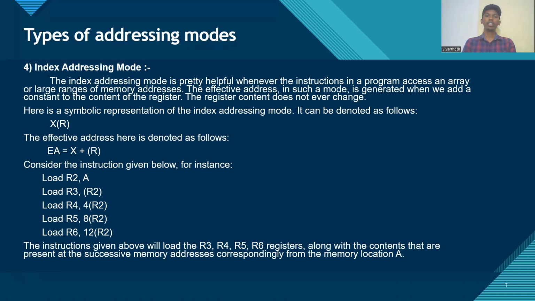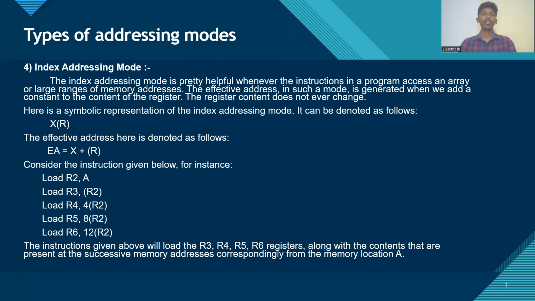Here is a symbolic representation of the indexing addressing mode. You can see X and R. R is the register addressing mode, and X would be something that you're adding, like a constant, as it says above, and you change it to be an indexing addressing mode. So the effective address is equal to X plus R.